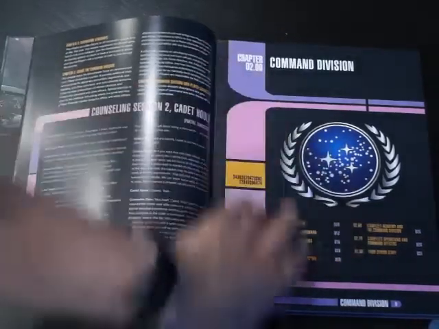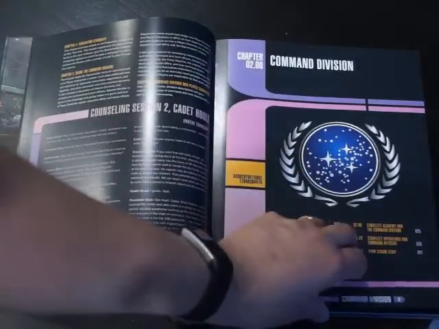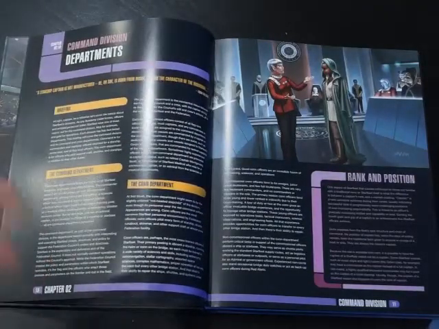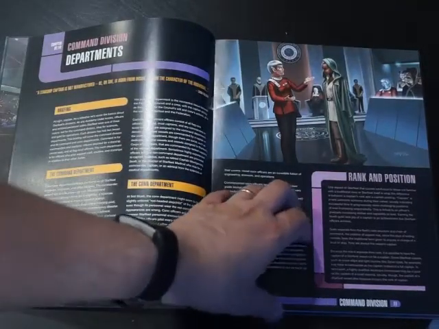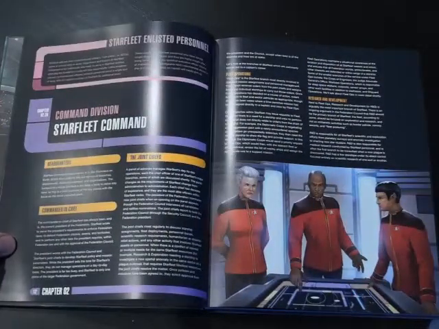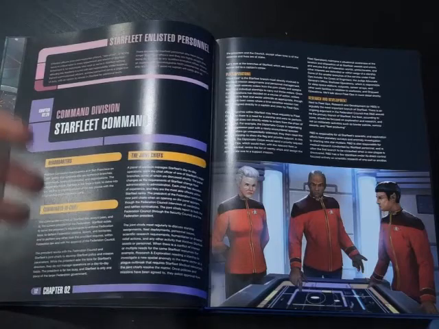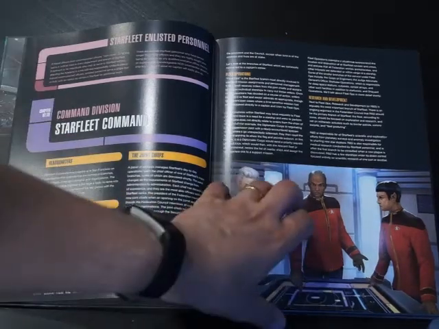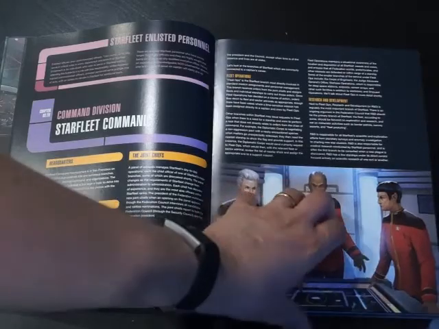So then we get into the Command Divisions. This is one of the chunky bits of the book, and it tells you quite a lot about how Command Division works. It's well written, it's clear, and it really gives you that sense of the bigger organism that is Starfleet and how it works together.